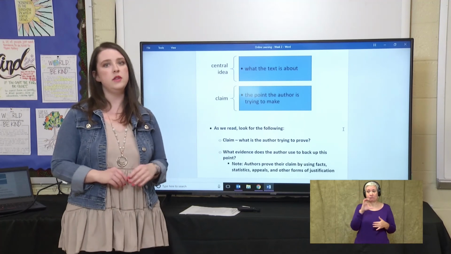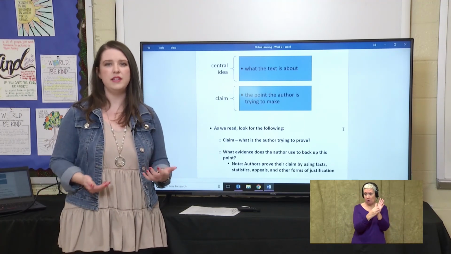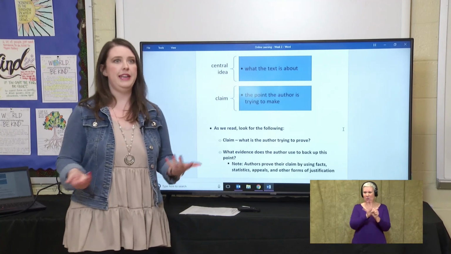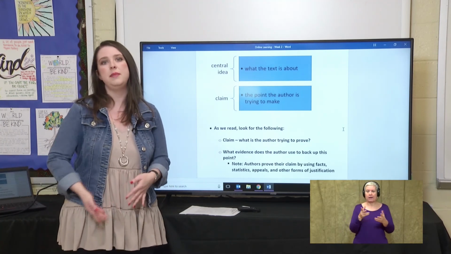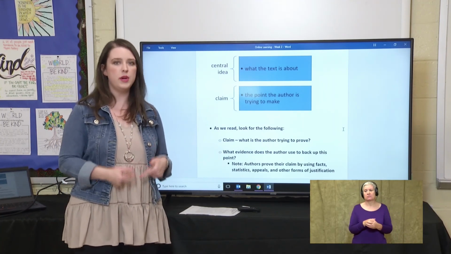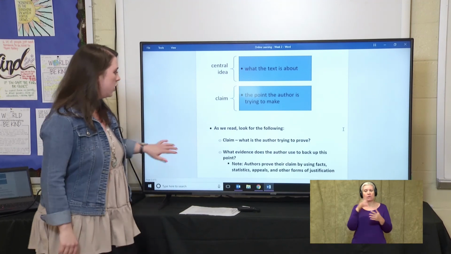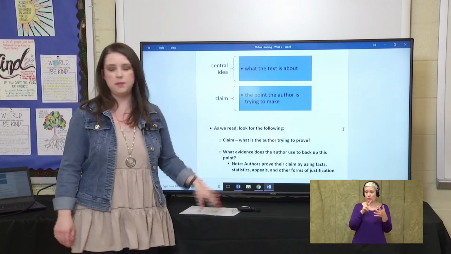Or think about the news articles that you see today, all these different ideas surrounding the coronavirus, right? And everyone's trying to put out what they see on a daily basis, and they're using facts and statistics to back themselves up. So that's what we're going to be looking at. As we're reading, I want us to follow these points.